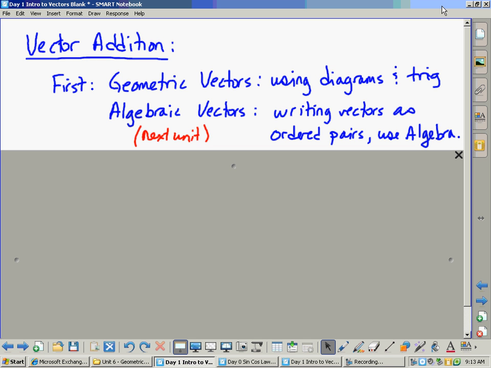So we're going to do vector addition two ways this year. We're going to start by doing geometric vectors using the diagrams and trigonometry to solve them, and then later on, once we have a firm grasp of how these work, we're going to take the diagrams away and do it algebraically, writing vectors as ordered pairs instead of using diagrams and trig. That will be the next unit. So this unit is focusing on geometric vectors. So here is our first question.